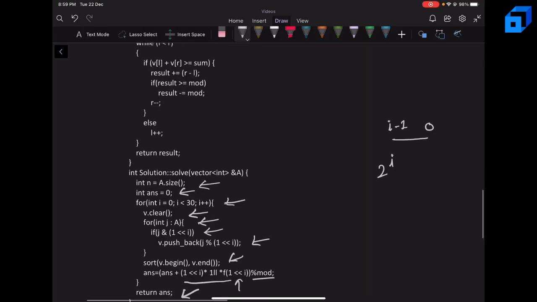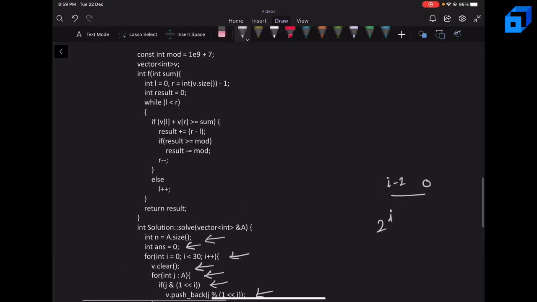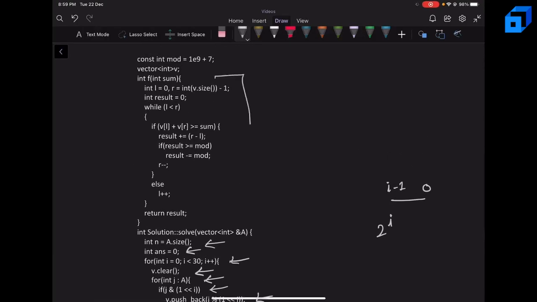Now the only thing left is to check the number of pairs whose sum is greater than or equal to 2 raised to i. So we pass sum. Now, since the array is sorted, we pass L as 0 and R as v dot size minus 1. That is, L will point to the leftmost element and R will point to the rightmost element. Now result is the number of pairs. So while L is less than R, if v[L] plus v[R] is greater than or equal to sum, we will add R minus L to our result. And if it is greater than or equal to mod, we will subtract mod in order to avoid overflow. Also, we will decrement our R. Otherwise, we will increment our L. And finally, we will return our result.